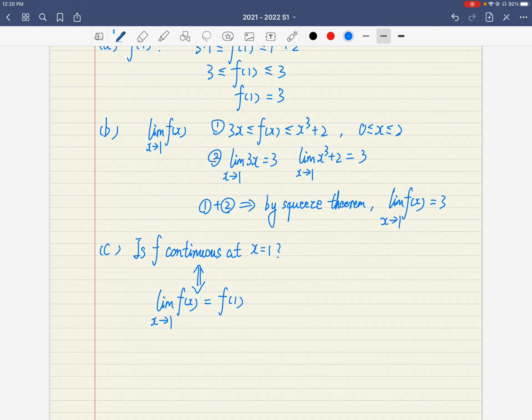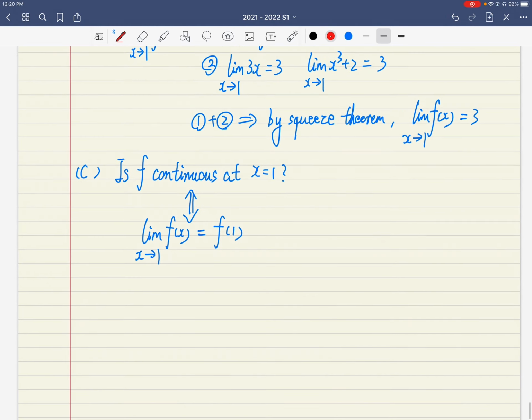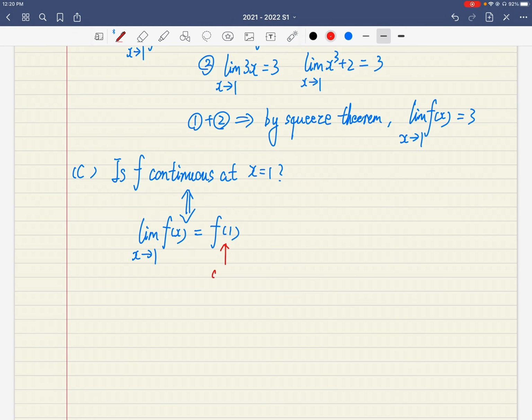And then from part A, we already know this is 3. From part B, we already know this is also 3. So they are the same. So that's why f(x) is continuous at x equal to 1.